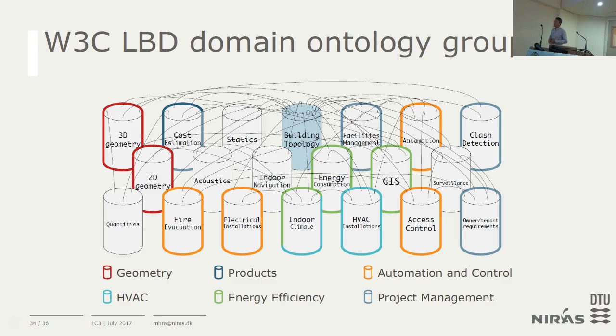The community group is divided into some ontology working groups. Some of the people are present here today. Some work with geometry, some work with HVAC products, energy efficiency, automation and control, and project management. And we try to align all this stuff so that we get a complete ontology. Because that's the thing, it's distributed data. It's possible for us to have a little here and there, and then use it as we wish.